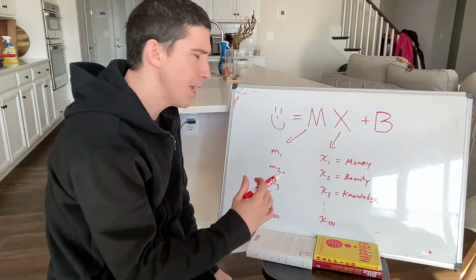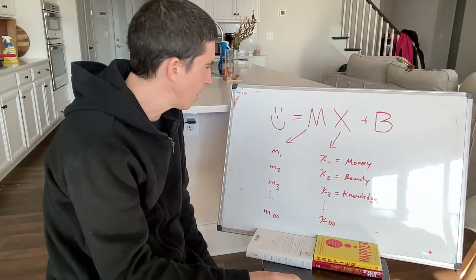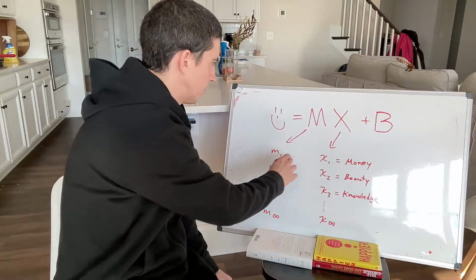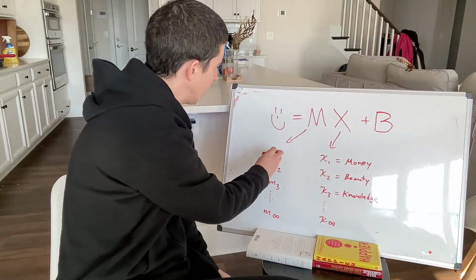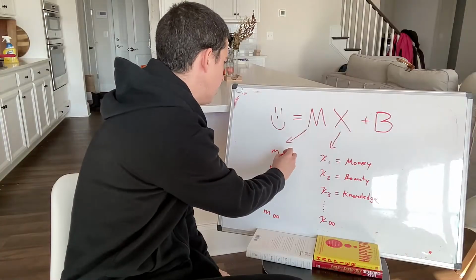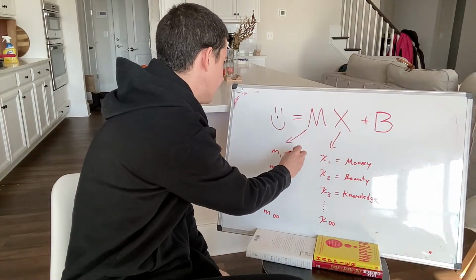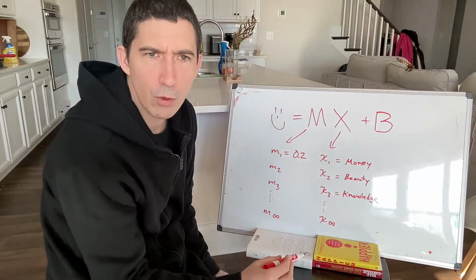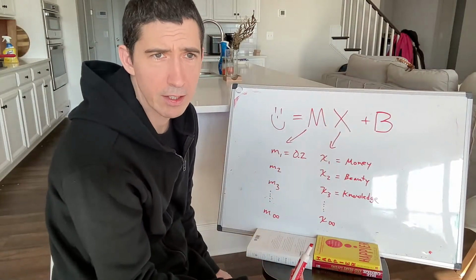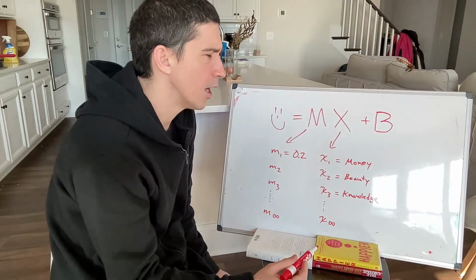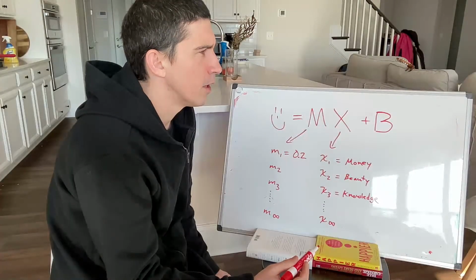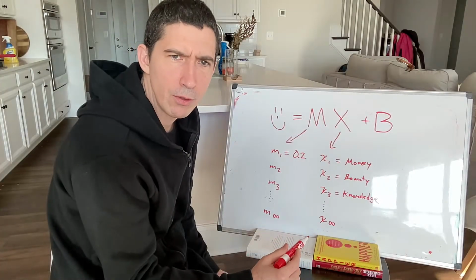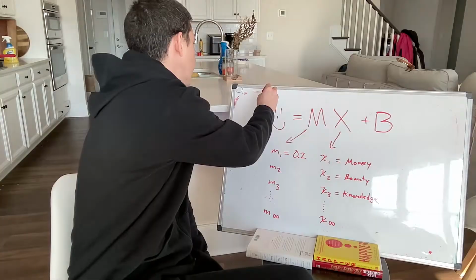right? So maybe for every dollar of money, you might have an M that's equal to, I don't know, 0.2 util points. Utility. That's another word that economists sometimes use to refer to happiness. You can say that this is utility.